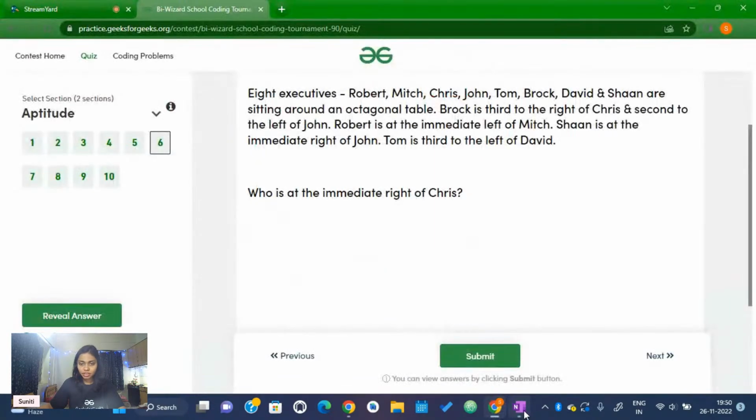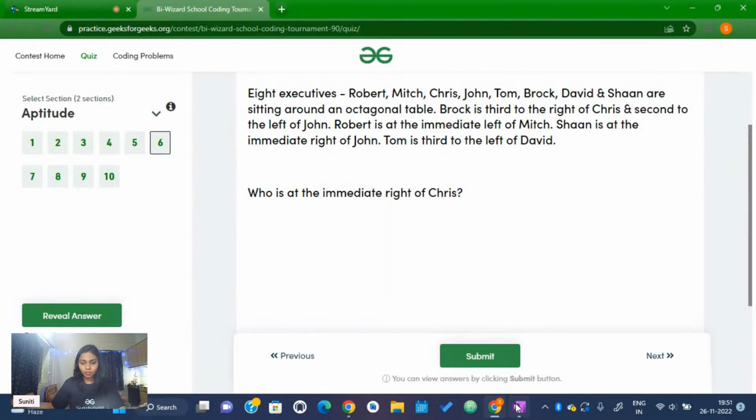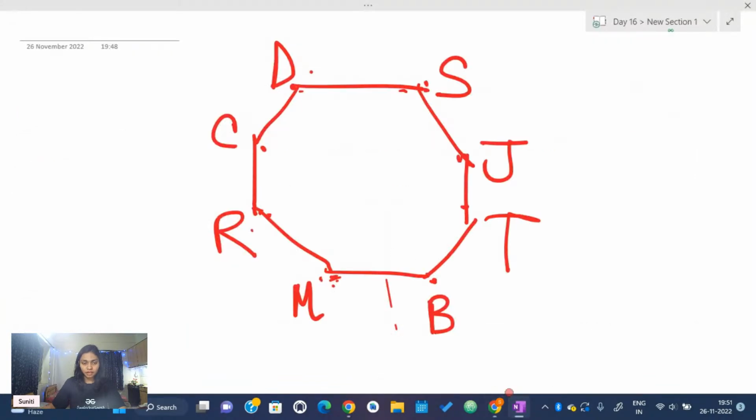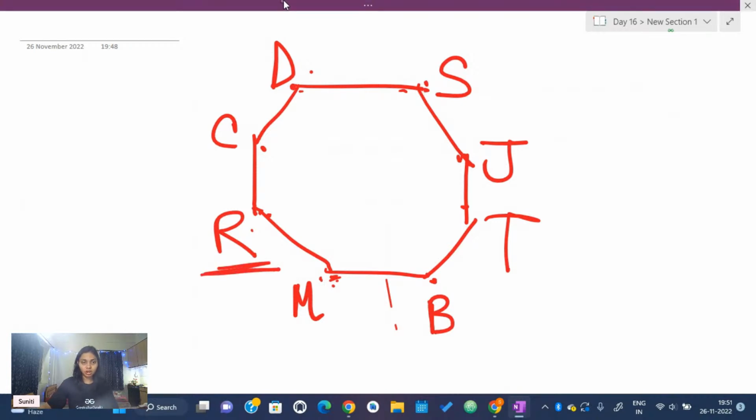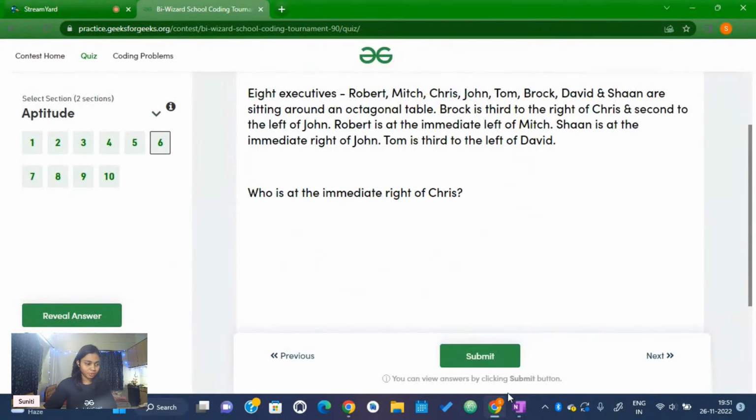And now we are left with Tom is third to the left of David. So if David is sitting like this, then Tom is coming at the third, first, second. So Tom is coming as the third to the left of David. So this is the arrangement that we have. Now we need to find who is at the immediate right of Chris. So we have Chris here, and the immediate right of Chris is Robert. That is going to be our answer for this question.